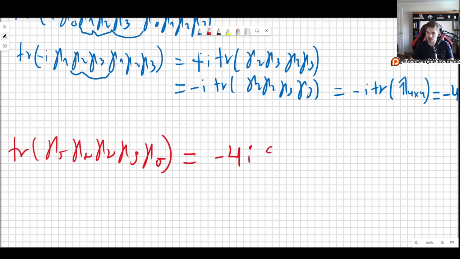So that means we need here epsilon. And now it depends on how exactly you define it. I'm going to this time say mu nu rho sigma. Right here we can define this to be 1, right?